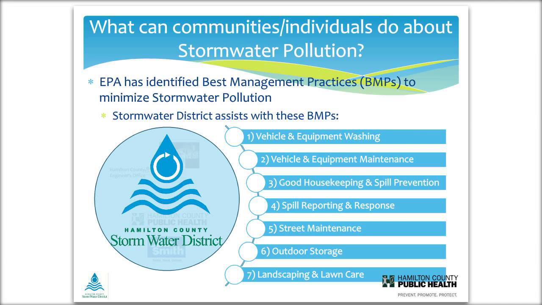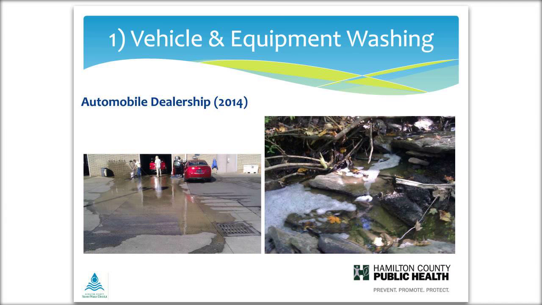So number one, like I said before, we tend to forget. We see a drain, we think that drain is taking that water where it needs to go. And keep in mind, these drains, when they're outside, are storm drains, so they should be going directly to a stream. So what we had here back in 2014 is a car dealership that provided free car washes to anybody who purchased a car from their business.